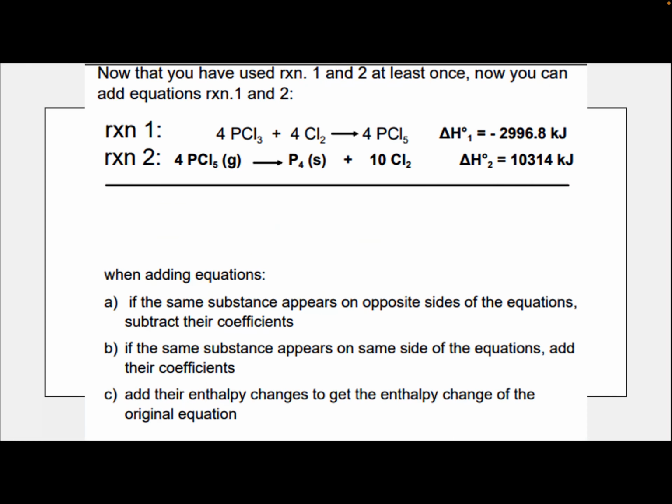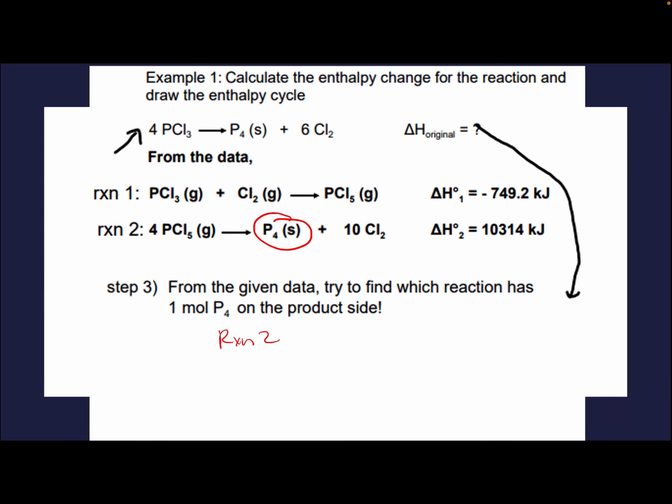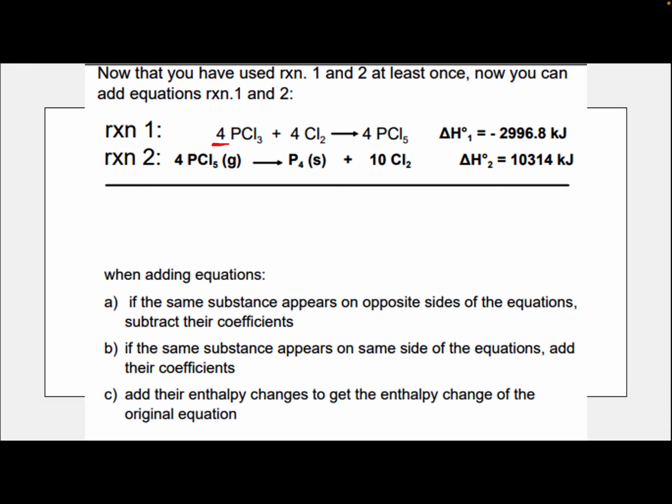So, based off this information, you now have used reaction 1 and reaction 2 at least once. Okay, so reaction 1 has changed because we have 4 PCl3 now, and we converted that all times 4. And now we have reaction 2. The reason why we needed to make sure that we had P4 on the product side was because that's where P4 was. Okay, so we know that that's where the information is, and so we can easily find our original statement based off of that.